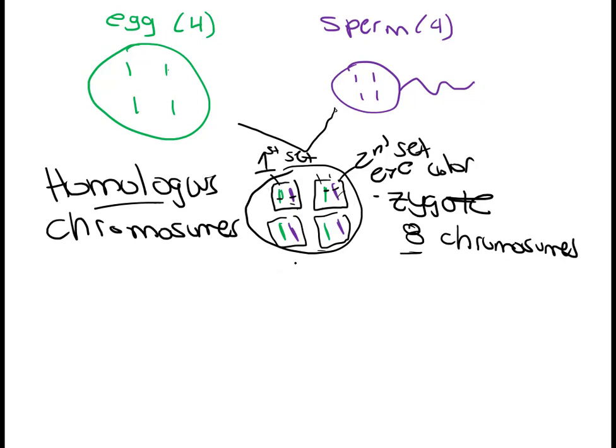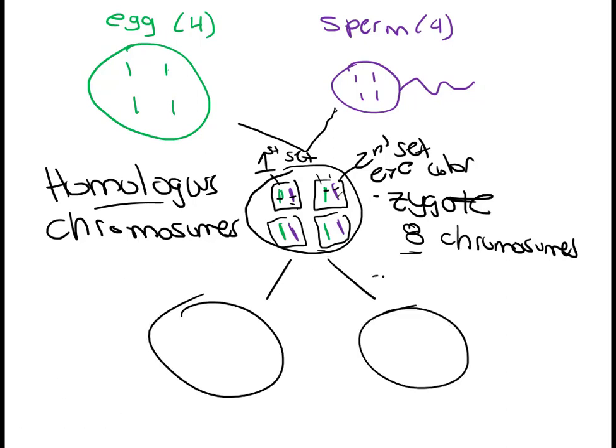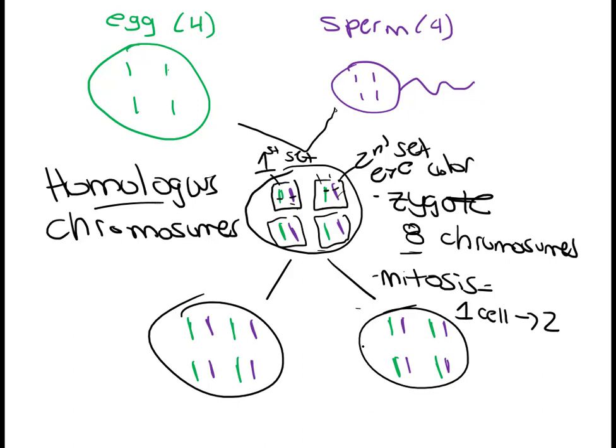Now, when this zygote divides into cells like skin cells or wing cells or eye cells or whatever, these cells are going to divide by mitosis. And as you know, in mitosis, one cell simply splits to two. And you can see both of these two new daughter cells are identical to the parent, and they're also identical to each other. So again, in mitosis, all cells identical.